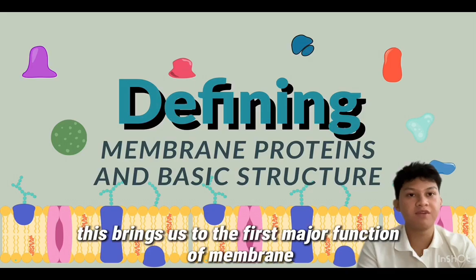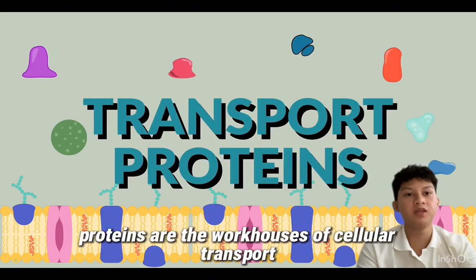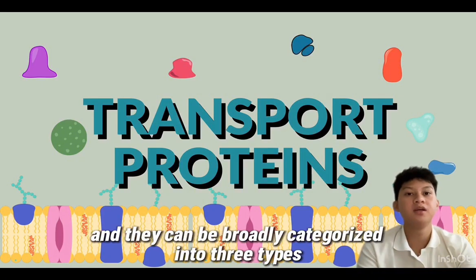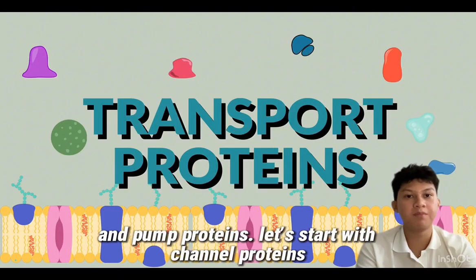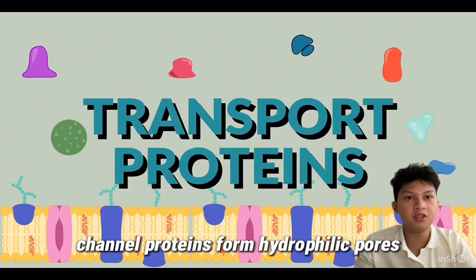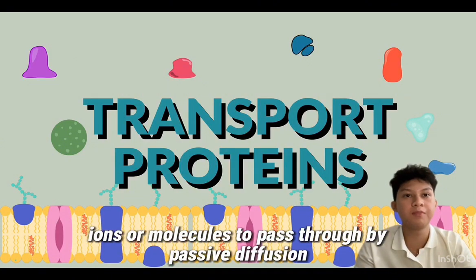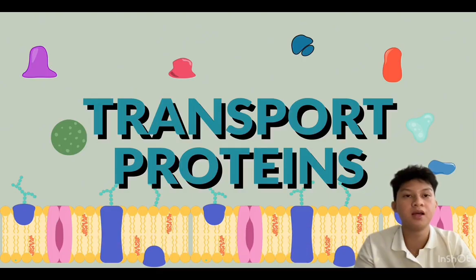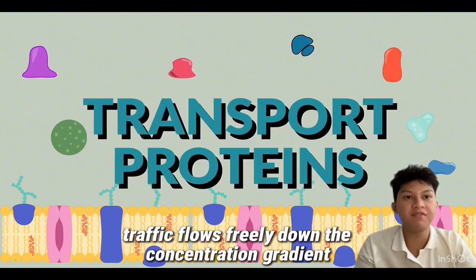This brings us to the first major function of membrane proteins, which is transport. Transport proteins are the workhorses of cellular transport, and they can be broadly categorized into 3 types: channel proteins, carrier proteins, and pump proteins. Start with channel proteins. Channel proteins form hydrophilic pores through the membrane, allowing specific ions or molecules to pass through by passive diffusion. Think of them as express lanes on a highway. Once open, traffic flows freely down the concentration gradient.